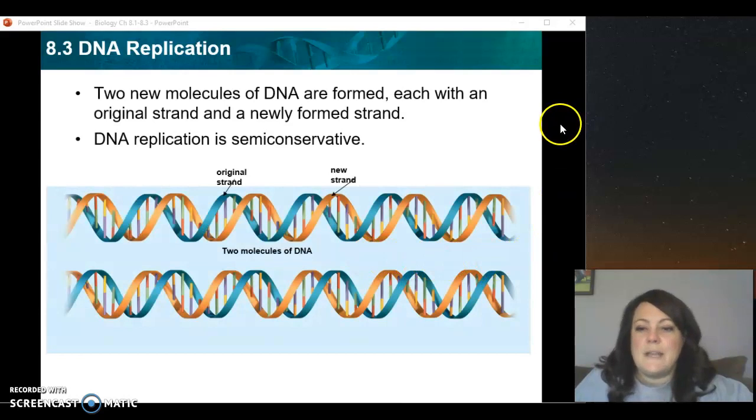In this picture, you can see again, the original strand is the blue, the new strand is the orange. You can see how they are identical if you look at the colors, the reds, the greens, the blues, the purples.